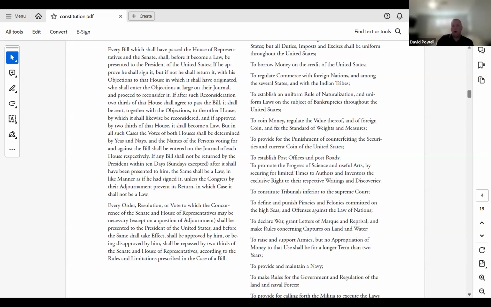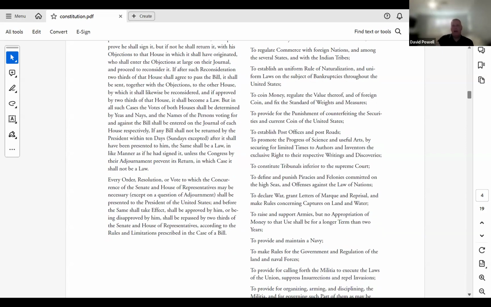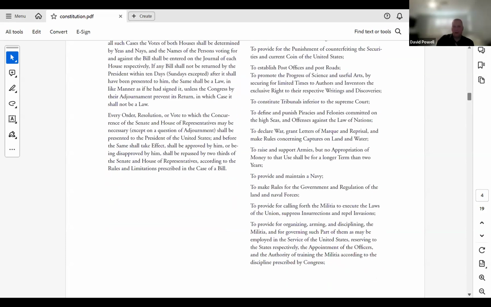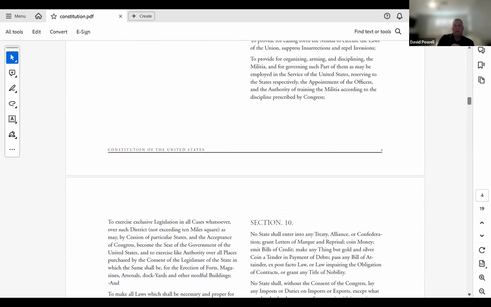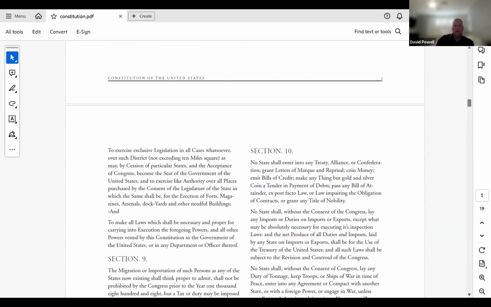To raise and support armies, to provide and maintain a navy. Again, this was the big concern over a lack of national defense, a lack of a standing army and navy. Make rules for governing regulation of land and naval forces, calling forth militias, again, this control over national defense, disciplining militias, exercise exclusive legislation in all cases whatsoever over a district that's going to be known as the District of Columbia. And so DC is not a state, as we know. DC is an area that's under the control of the US Congress.